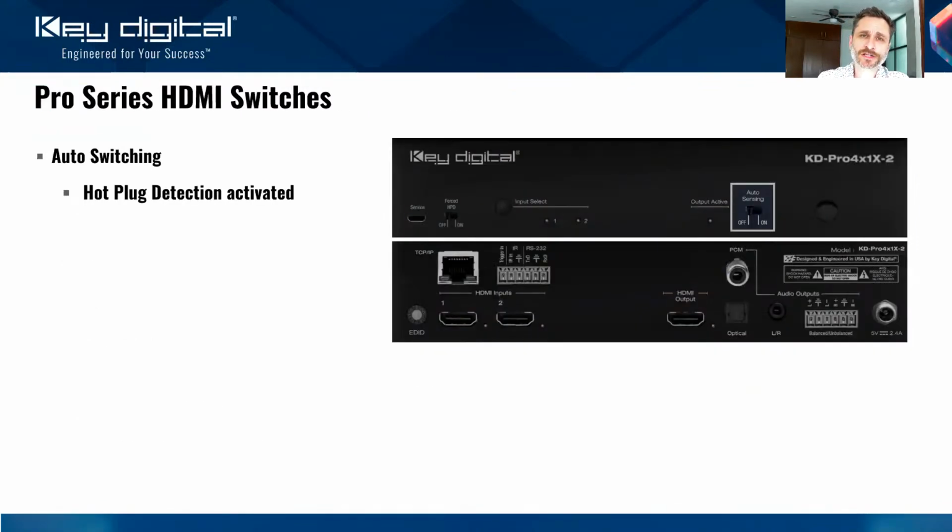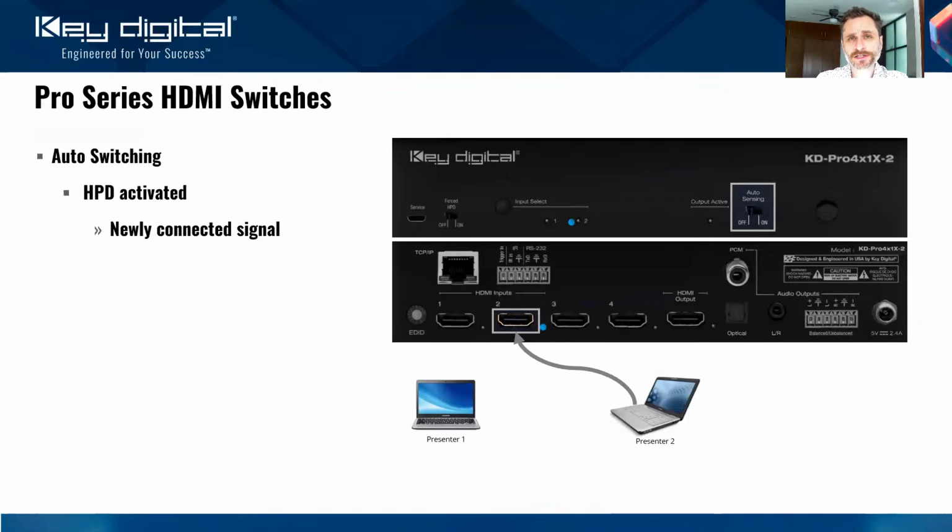One of the really cool features that makes this ideal for your huddle spaces and conference room is auto switching. The Pro 4x1X-2 has a slide switch. Set this to on, and now this is going to be fixed. You could set it and forget it, and this is how the switcher will always function. If you connect, say you've got a conference table or huddle space table, you got two laptops or two wires at the front and the rear of the table.